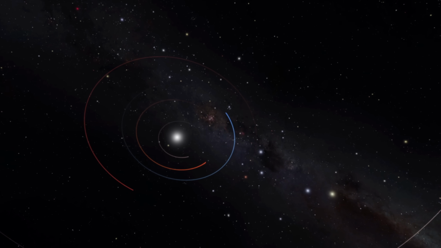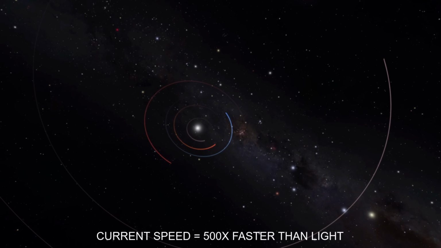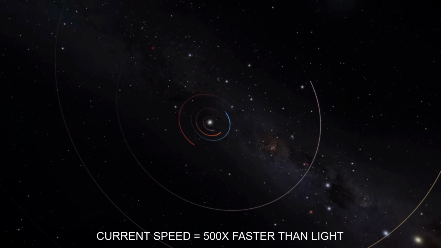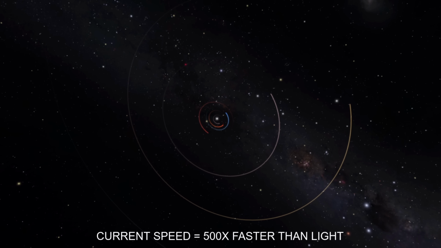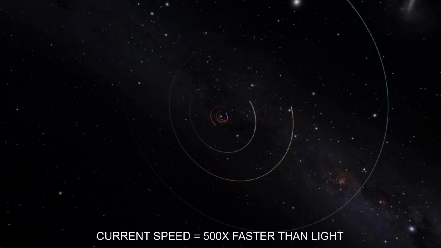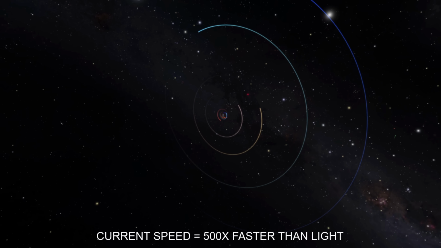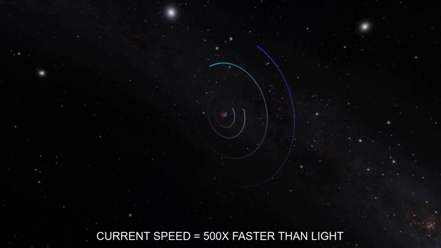We are zooming out at about 500 times faster than the speed of light. Usually, it would take 8 hours for light from our sun to get this far, and we did it in about 1 minute. The solar system is absolutely massive.